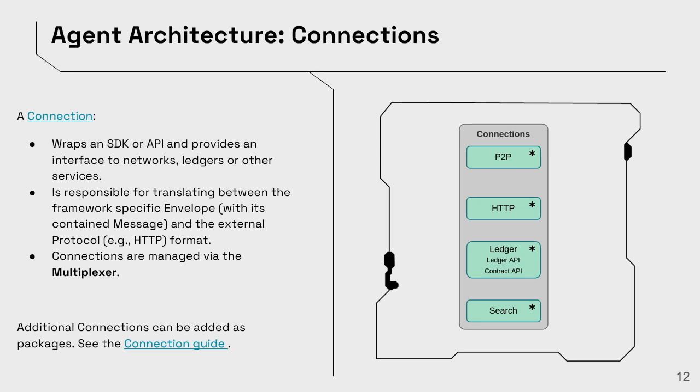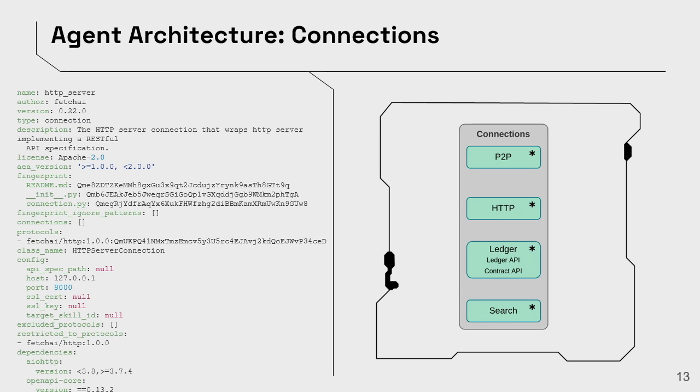Connections are managed by another component which is called the multiplexer. As I just said on the previous slide, connections can be added as packages because they are part of the extensible part of the library. Again, just to take an example of what a connection specification looks like, here you have an example of the YAML that defines a connection for an HTTP server. As you can see, there are a number of parameters that configure the particularities of this connection, such as, for example, the host address, the port, or the SSL keys.